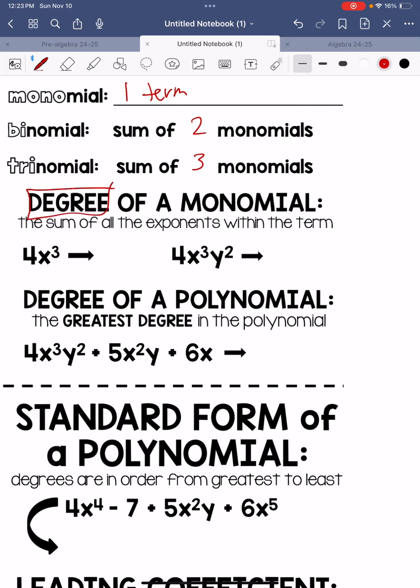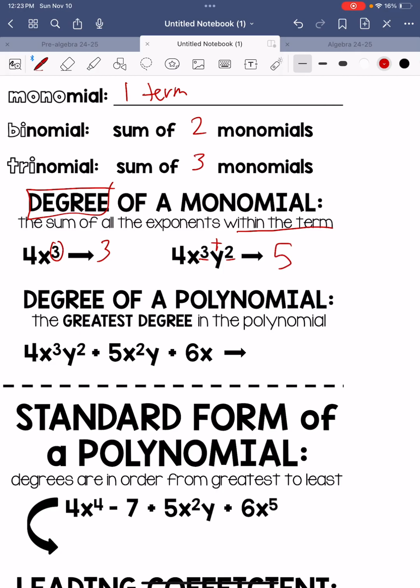One keyword you'll need to know is your degree, and that's a sum of all of the exponents within a term. So for example, the sum of this monomial is 3, because that's our exponent. However, the sum of the next one has two variable exponents, and we add those together, which makes 5.